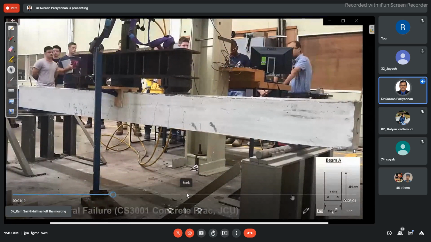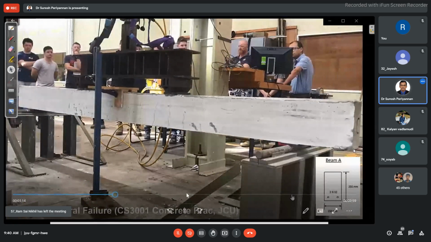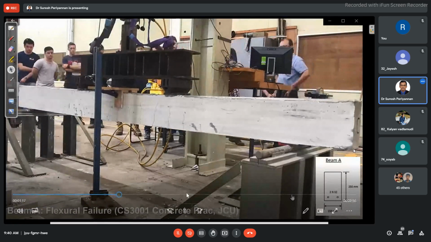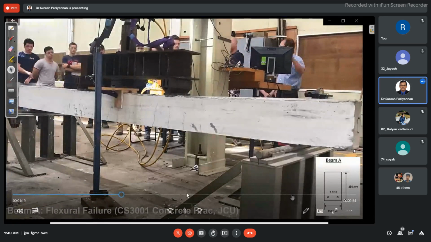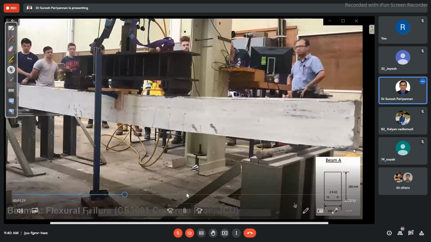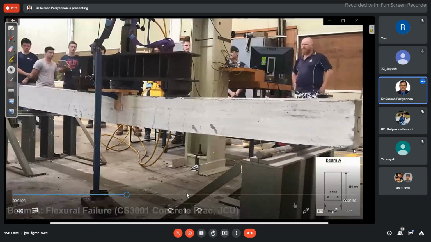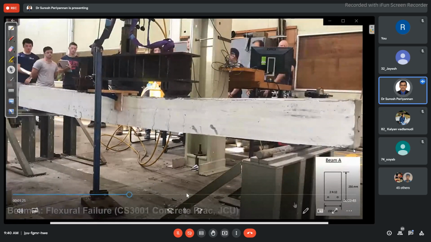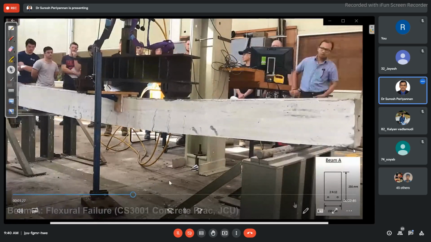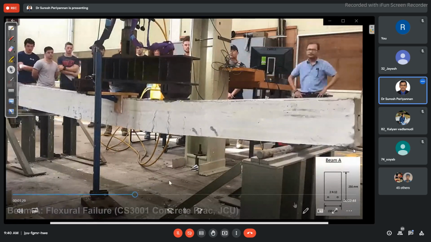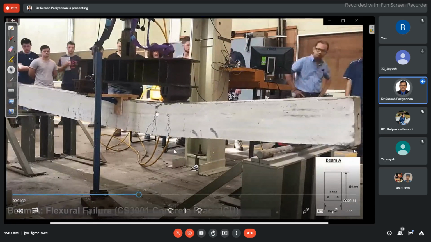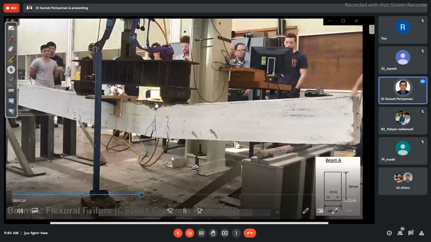As we can see, large vertical cracks are appearing in the maximum moment region. We can also see a large deflection happening in the beam. The cracks are widening, and finally the concrete crushes in compression, and that's where the beam fails.